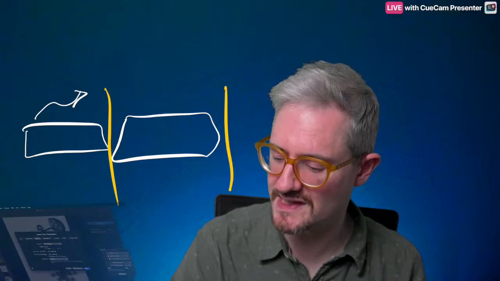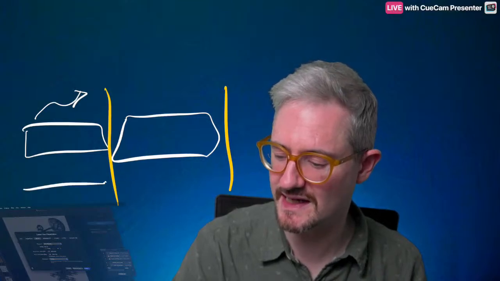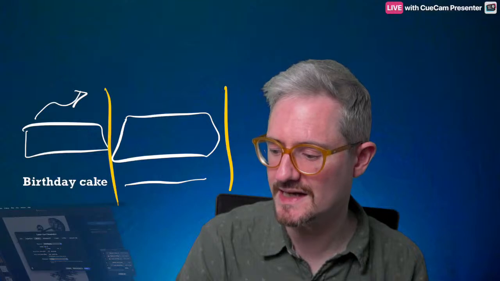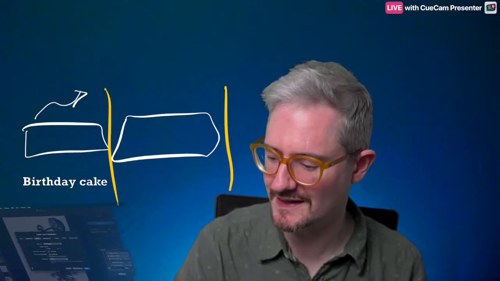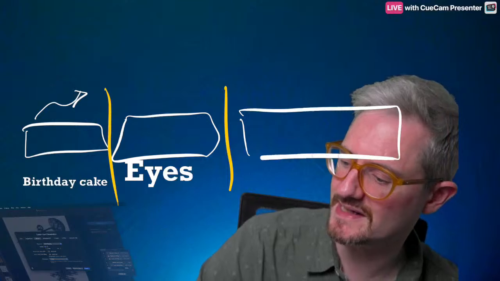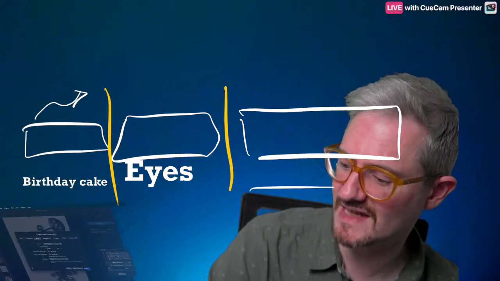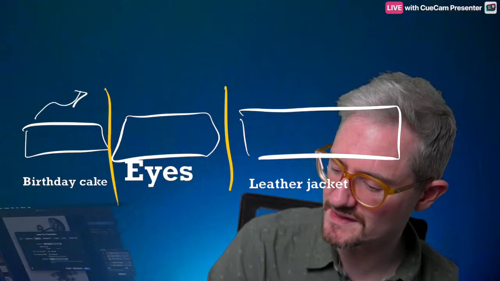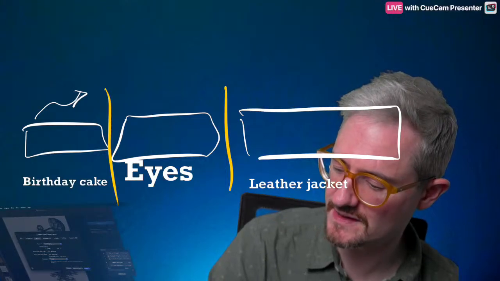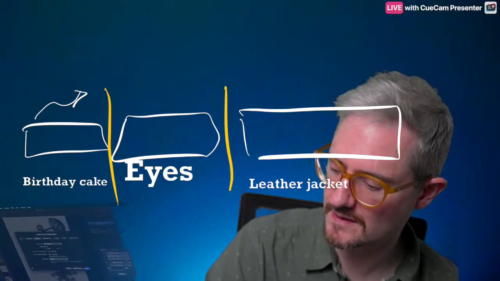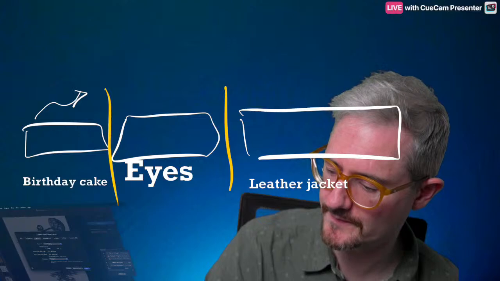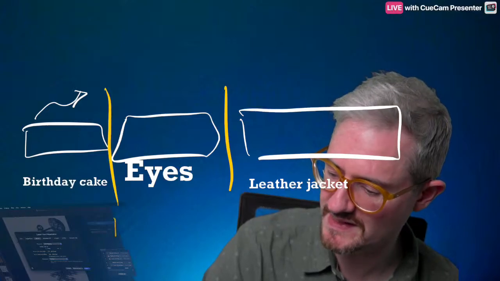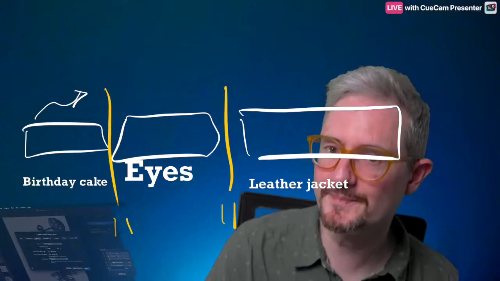So my first one is like, here's the birthday cake, right? And then here is googly eyes, right? And then my third one is going to be a leather jacket, right? So I want to pause at each of these points. My pencil battery just ran out.